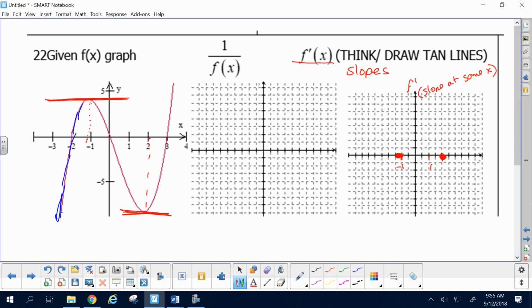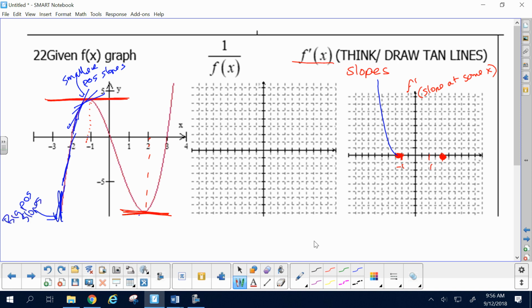These are really steep slopes here, yeah? And as we get closer and closer, the slopes get flatter and flatter and flatter. And so I would expect big positive slopes here. But as I get closer and closer to -1, I get smaller positive slopes. So I am getting big positives way out here, but as I get closer and closer to -1, they get smaller, smaller, and smaller. You follow? Yes? Okay.